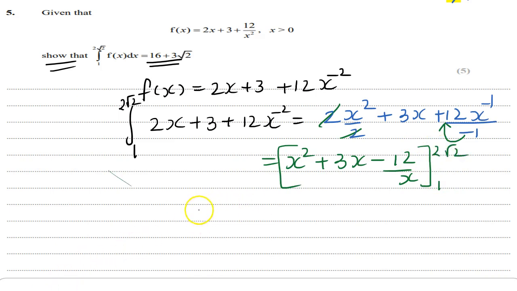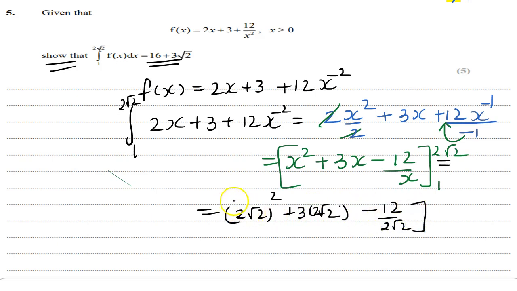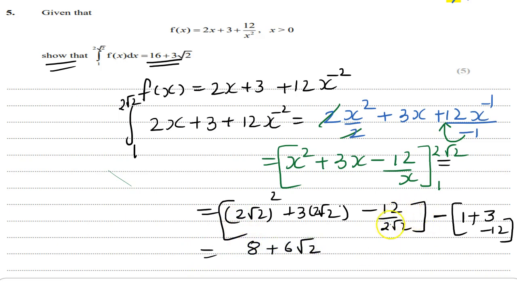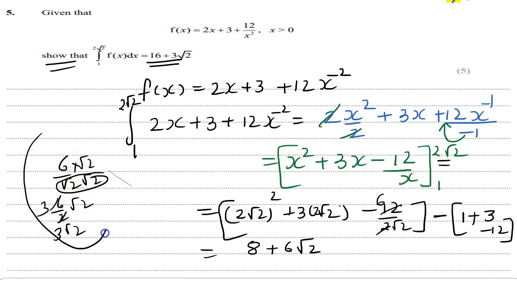First we put in the value 2 root 2, so it will be 2 root 2 squared plus 3 times 2 root 2 minus 12 divided by 2 root 2, all in one bracket. Then minus, we put in 1: 1 squared is 1, 1 plus 3 is 4, and minus 12. Once we simplify, 2 root 2 squared is 8, plus 6 root 2, and 12 over 2 root 2 is 6 over root 2. If you multiply by root 2 on top and bottom, root 2 times root 2 becomes 2, so 6 root 2 over 2 cancels to give 3 root 2.